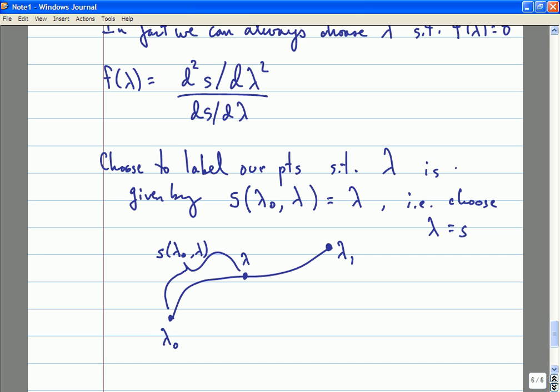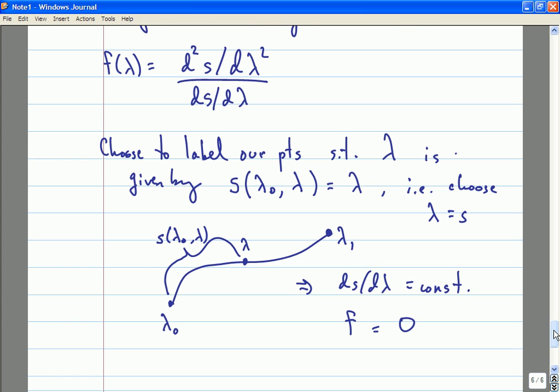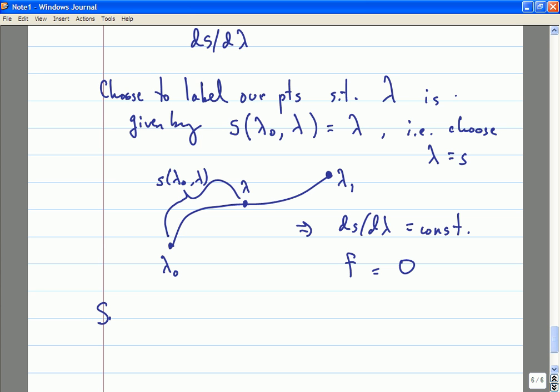So what does that mean? That implies that ds by d lambda is equal to a constant, and f, which is d squared s by d lambda squared, is equal to 0. So such a parameter lambda is known as an affine parameter.